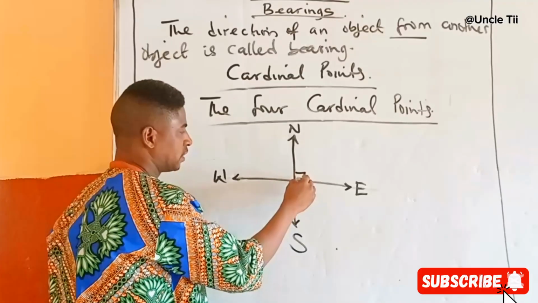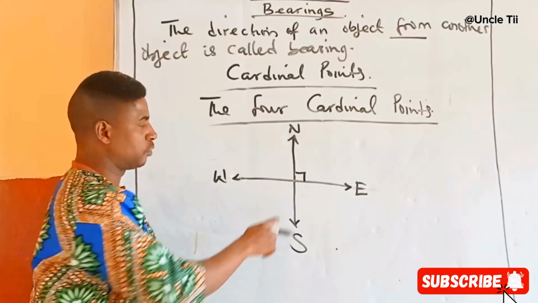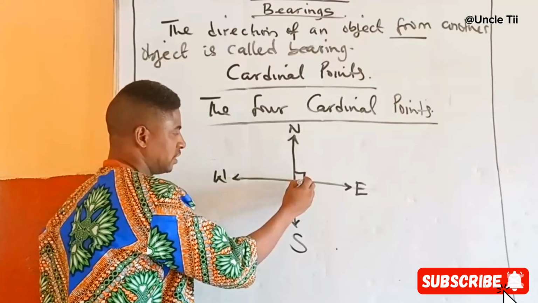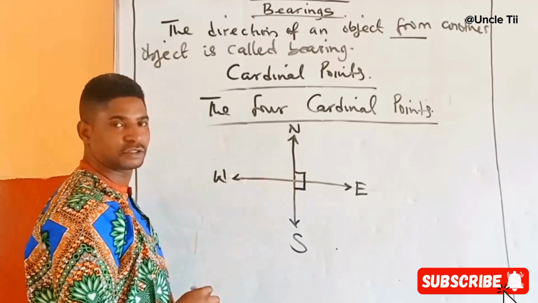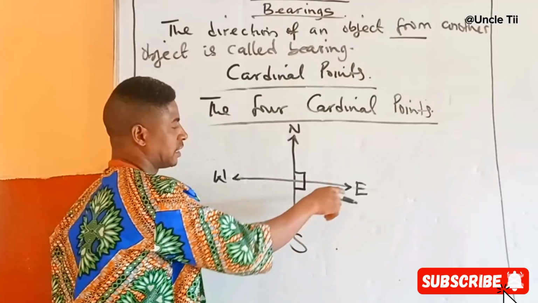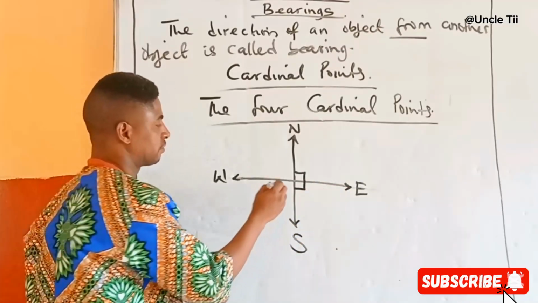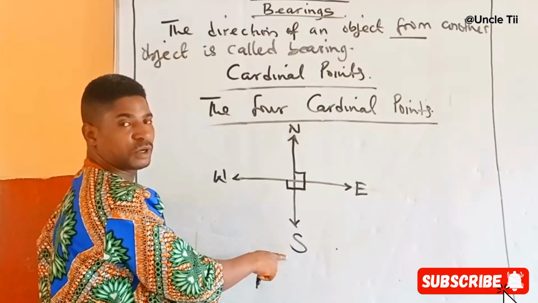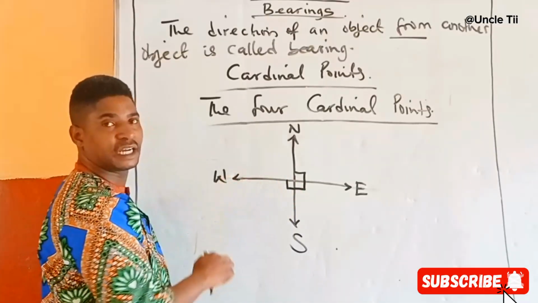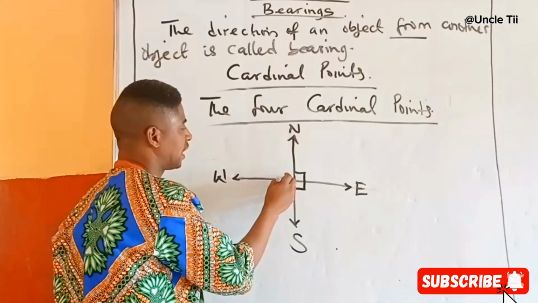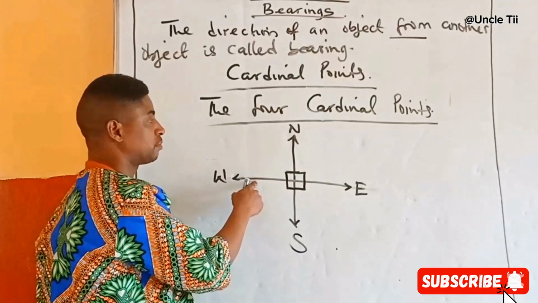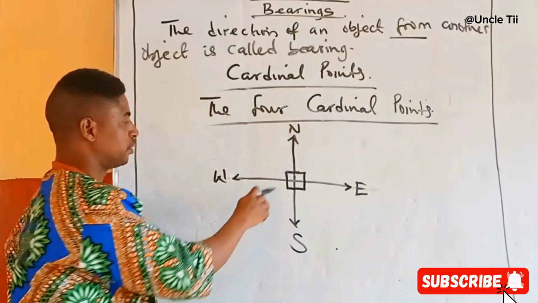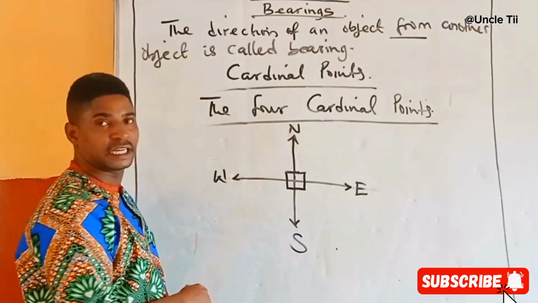The north is perpendicular to the east, meaning we have an angle of 90 degrees between them. The east is perpendicular to the south. So between the south and the east is another 90 degrees. The south is perpendicular to the west, or the west is perpendicular to the south. Between them there are 90 degrees. And finally, the west is perpendicular to the north, or the north is perpendicular to the west. Between them we have another 90 degrees.